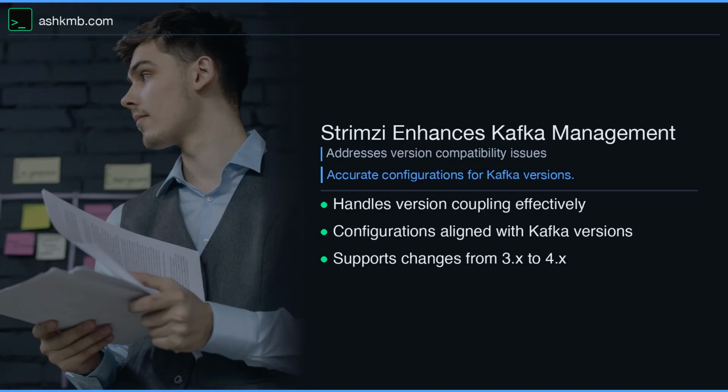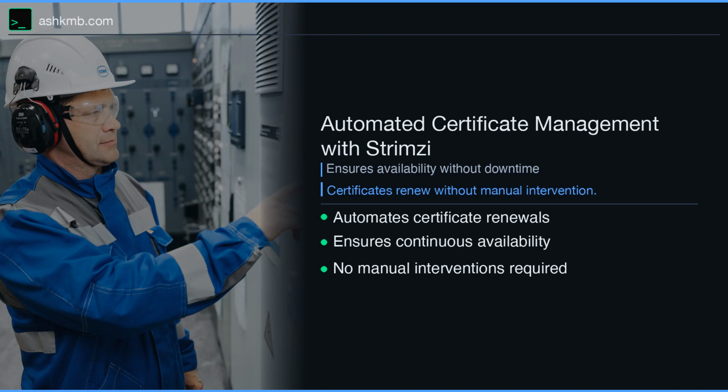Strimzi facilitates Kafka management by effectively handling version compatibility. Its capabilities ensure that configurations are accurate for the versions of Kafka being used, particularly with changes from 3.x to 4.x. Operators automate certificate management and rotation using Strimzi with cert-manager. With this automation, certificate renewals occur without downtime or manual interventions, ensuring continuous availability.